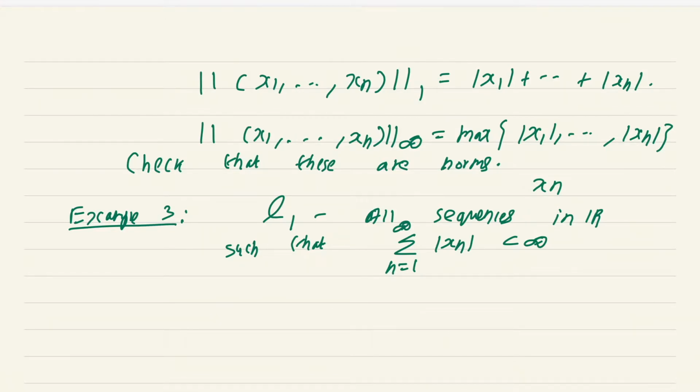Now it is an easy exercise for you to see that this little l1 is in fact a vector space with component wise addition, and the definition that we gave will give you a norm. So the definition above gives a norm. These are all easy checks that again I'm going to leave to you.